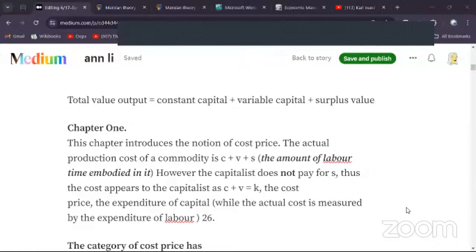However, and this is why congealment is a problem. However, the capitalist does not pay for S. Thus, the cost appears to the capitalist as C plus V equals K. That is the cost price, the cost before surplus value. The cost price, the expenditure of capital, while the actual cost is measured by the expenditure of labor.